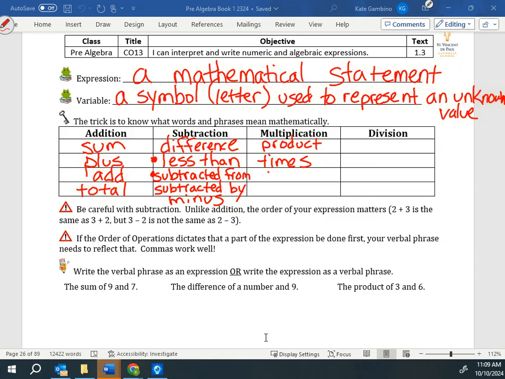We can also call it groups of. I have 5 groups of 3. How many do I have altogether? 15, because I multiply them. 5 groups of 3. 5 times 3. When we see the word of, 5 groups of 3, we know we are multiplying because we have that word of in there. Of means to multiply. Adding is the sum, subtraction is the difference, multiplication is the product.